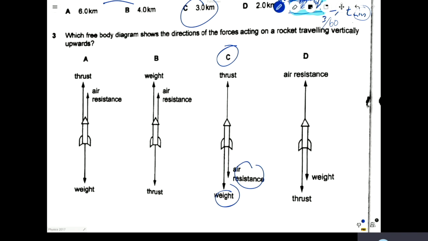Let me just say again. The weight and the air resistance is just pulling it down, and thrust is pushing it upwards.